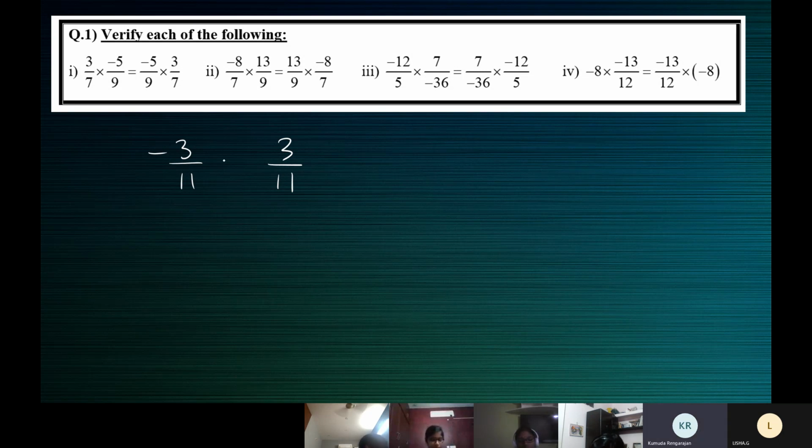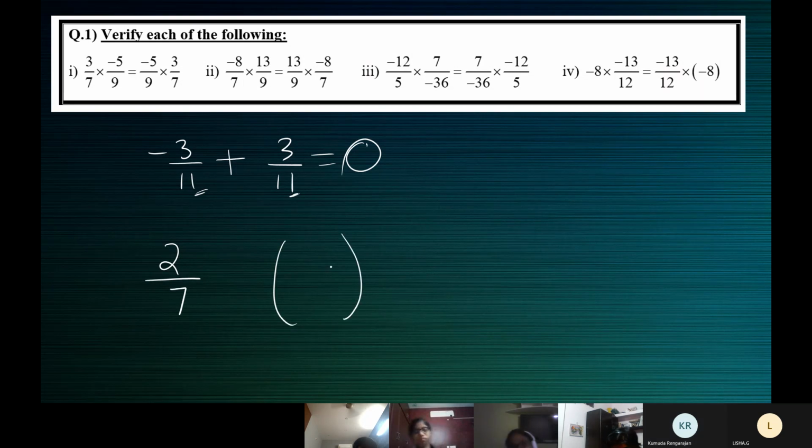Okay, now the sum of a rational number and its inverse is always what? 0, right? Okay. So fine. What is the additive inverse of 2 by 7? Ma'am, minus 2 by 7. Minus 2 by 7, because 2 by 7 plus minus 2 by 7 is 0. Correct? Yes, ma'am. Okay.